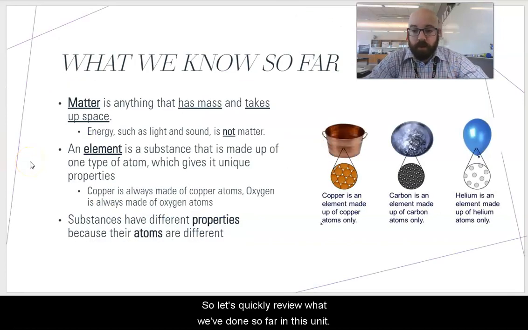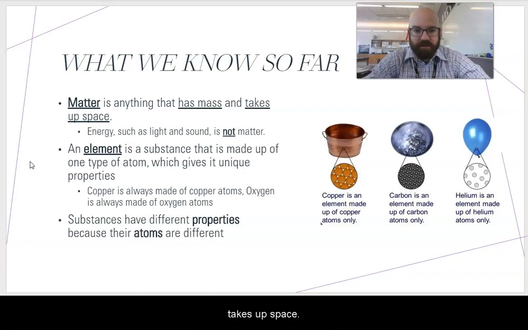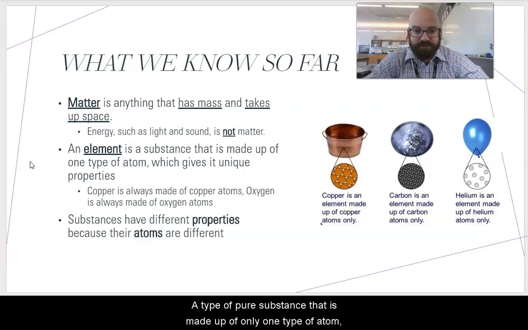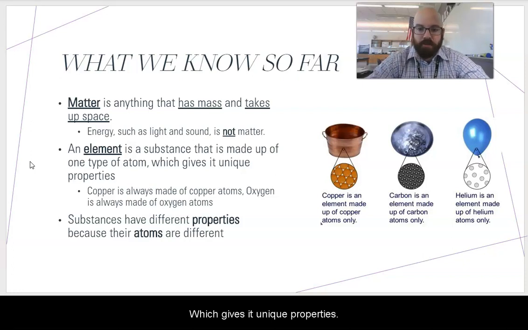So let's quickly review what we've done so far in this unit. We've learned that matter is anything that has mass and takes up space. We've also learned what is not matter, that energy, such as light and sound, are not matter. We learned about elements, and we learned that an element is a type of pure substance that is made up of only one type of atom, which gives it unique properties.